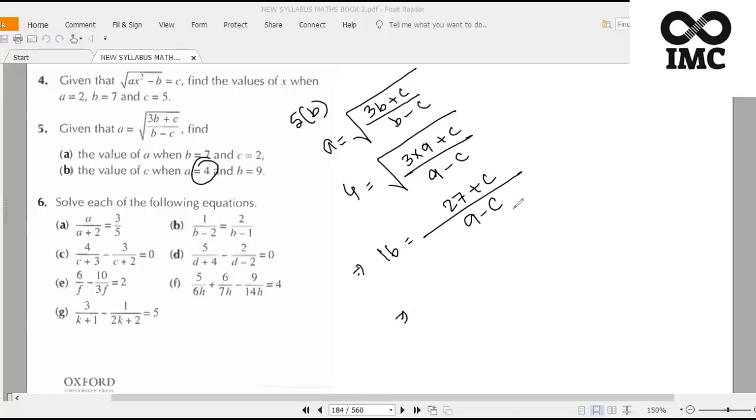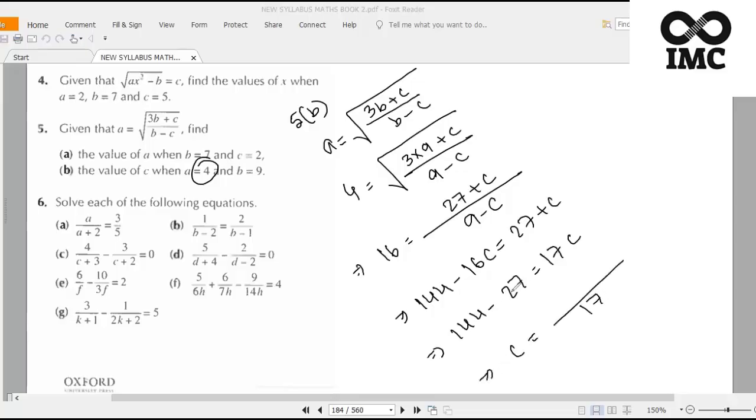Now do the cross multiplication. So 16 multiplied by 9 will be 144 minus 16c equal to 27 plus c, or we can write 144 minus 27 equal to 16c plus c, that will be 17c. So c will be 117 over 17, which is 6 whole 15 by 17.